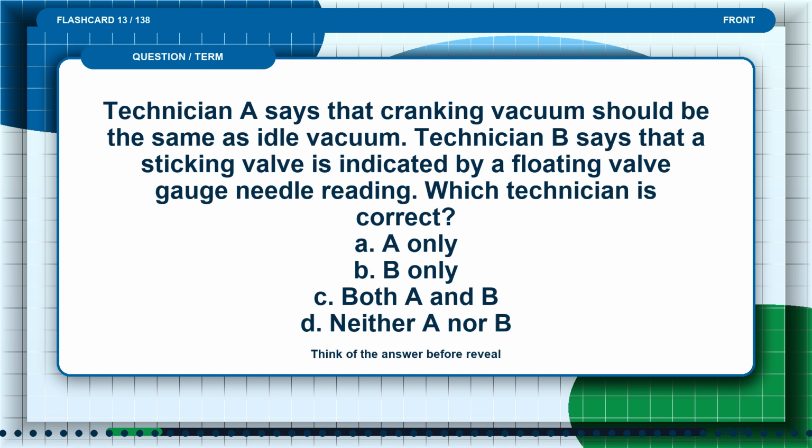Flashcard 13. Technician A says that cranking vacuum should be the same as idle vacuum. Technician B says that a sticking valve is indicated by a floating vacuum gauge needle reading. Which technician is correct? A only, B only, C, both A and B, D, neither A nor B. Pause and think of the answer before the reveal.